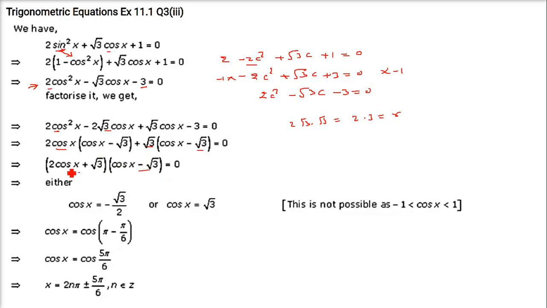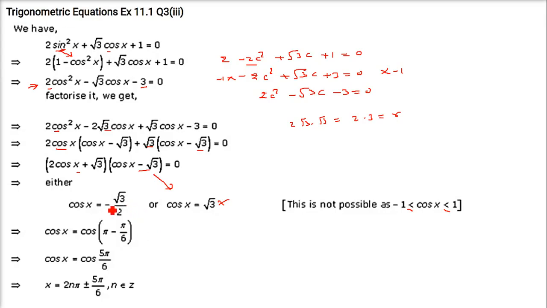Here cos x minus root 3 gives cos x equal to root 3, and we know that cos x is between minus 1 and plus 1. So this is discarded. This value is not the solution. But we have cos x equal to minus root 3 by 2. See, 2 cos x plus root 3 equal to 0. So 2 cos x will be equal to minus root 3 and cos x will be equal to minus root 3 by 2. And this root 3 by 2 can be written as cos pi by 6.